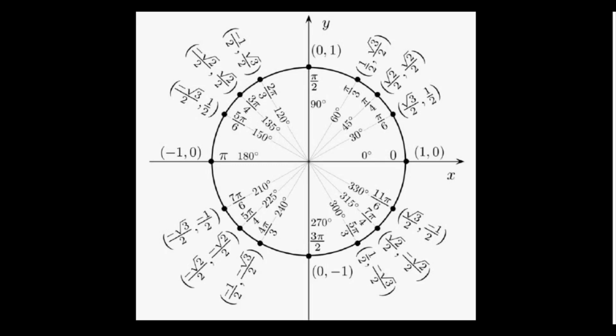So on the unit circle, we see that there are two angles, two points that give us y-coordinate 1 over 2. That's angles pi over 6 and 5 pi over 6. So we could have written this answer right away as pi over 6 plus 2 pi k and 5 pi over 6 plus 2 pi k.